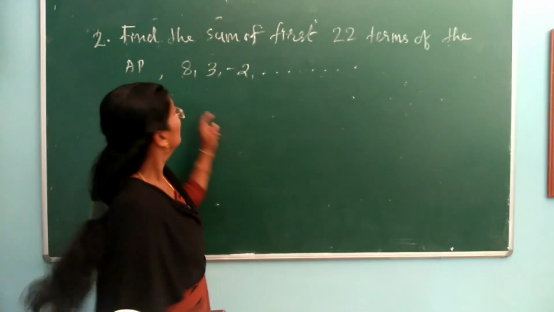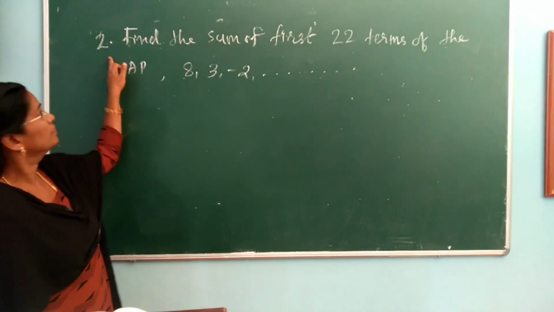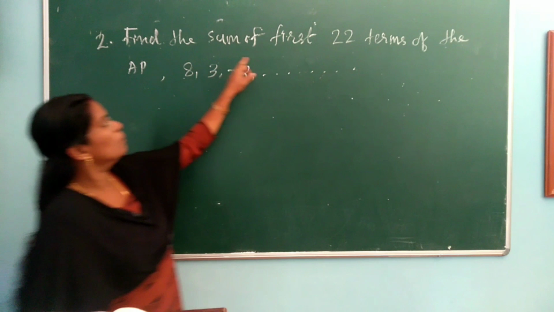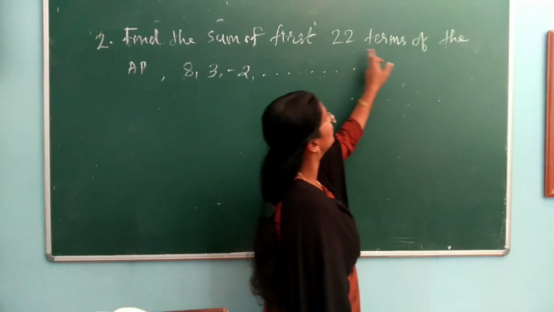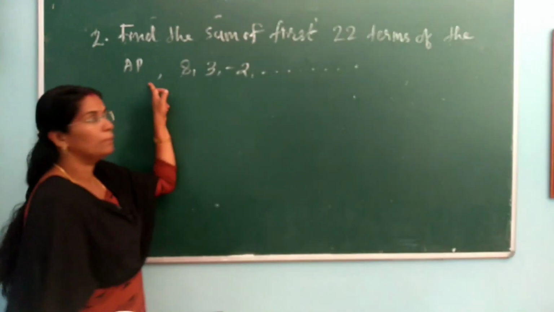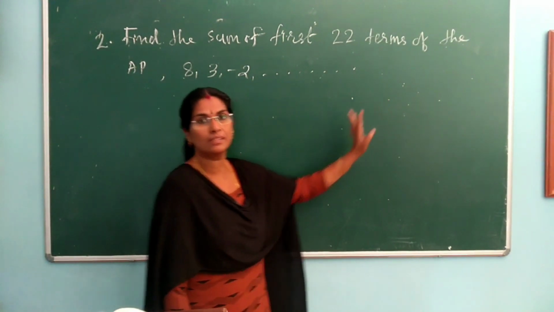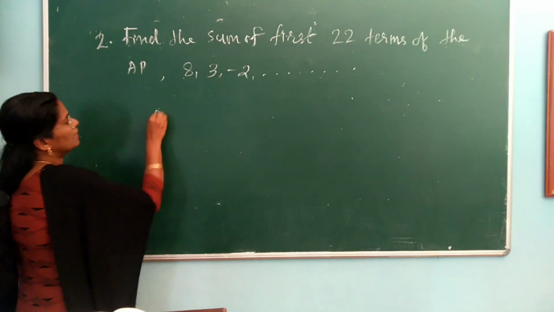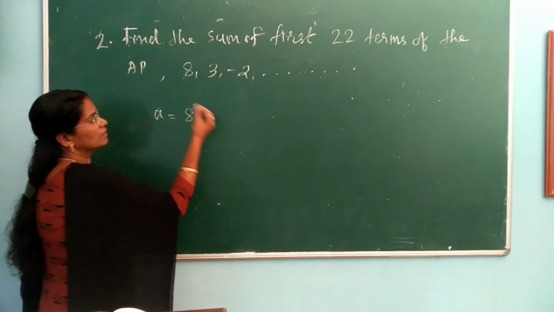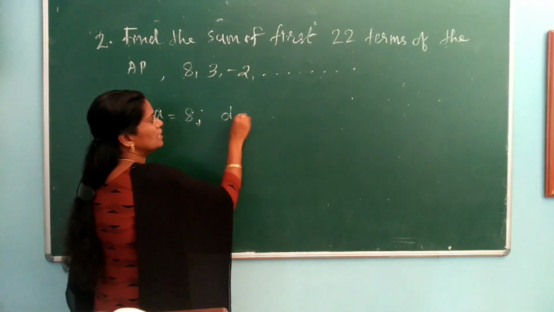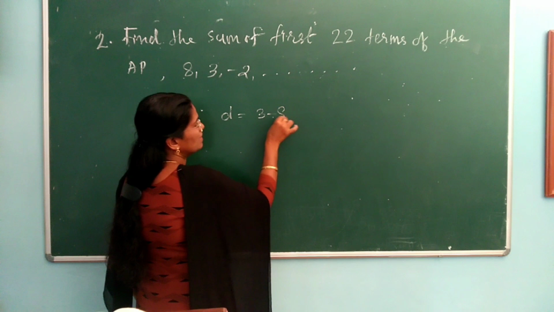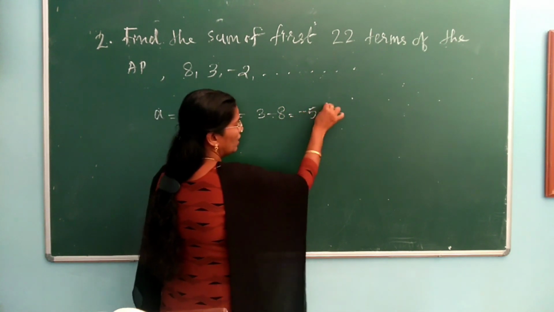Okay, we can do the next question. Question number 2. Find the sum of first 22 terms of the AP: 8, 3, minus 2, etc. The same order. Here, a is equal to 8 and d is equal to 3 minus 8, we will get minus 5.